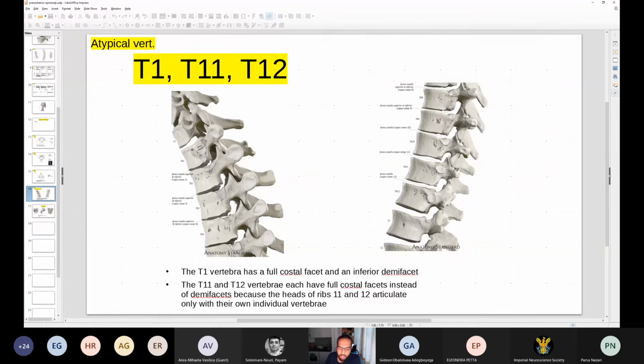T11 and T12 also have full costal facets instead of demifacets, because the head of the ribs at this level only articulate with the vertebra of the same level. So this is T12, this is T11. They have a whole articular facet in here instead of a demifacet as in the rest of the thoracic vertebrae. And that's what made these vertebrae atypical.